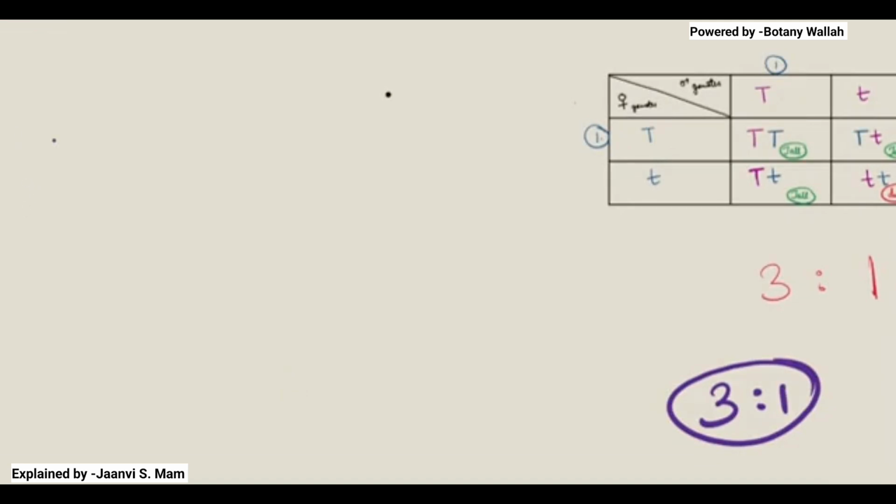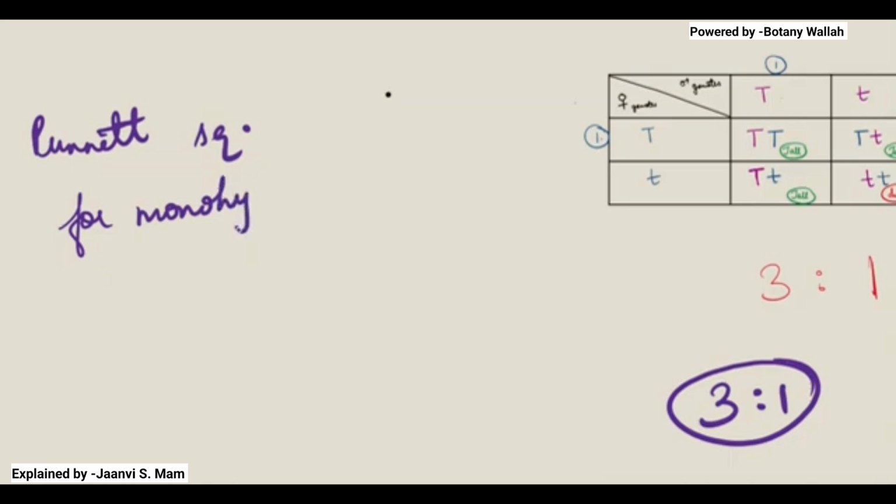So this is Punnett square, for which cross? For monohybrid cross. Punnett square, or you can say checker board, for monohybrid cross. I hope this is understood to you.